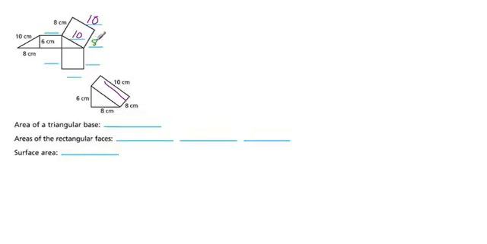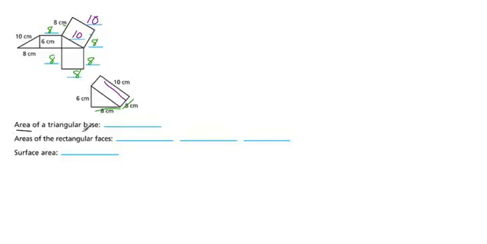messy. I've got 8 centimeters, they're parallel lines, and 8 centimeters on my prism right here tells me that my square base is 8 centimeters going all the way around. This is a shared edge, so that's 8 centimeters as well.